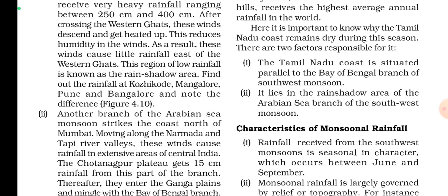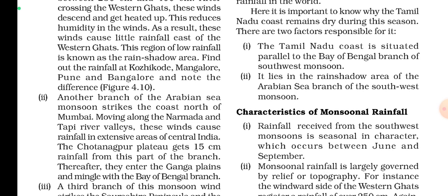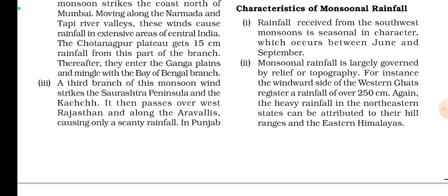Here it is important to know why the Tamil Nadu coast remains dry during this season. There are two factors responsible for it. The Tamil Nadu coast is situated parallel to the Bay of Bengal branch of southwest monsoon. It lies in the rain shadow areas of the Arabian Sea branch of the southwest monsoon. So, characteristics of monsoon and rainfall.